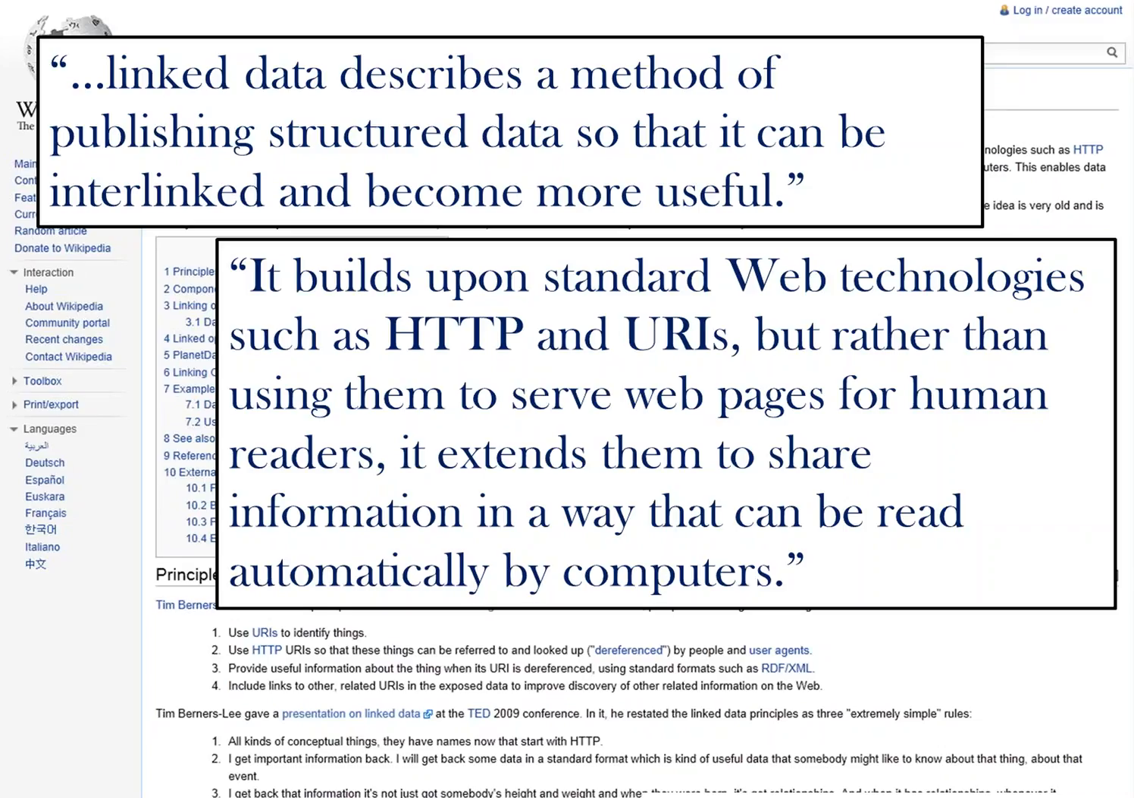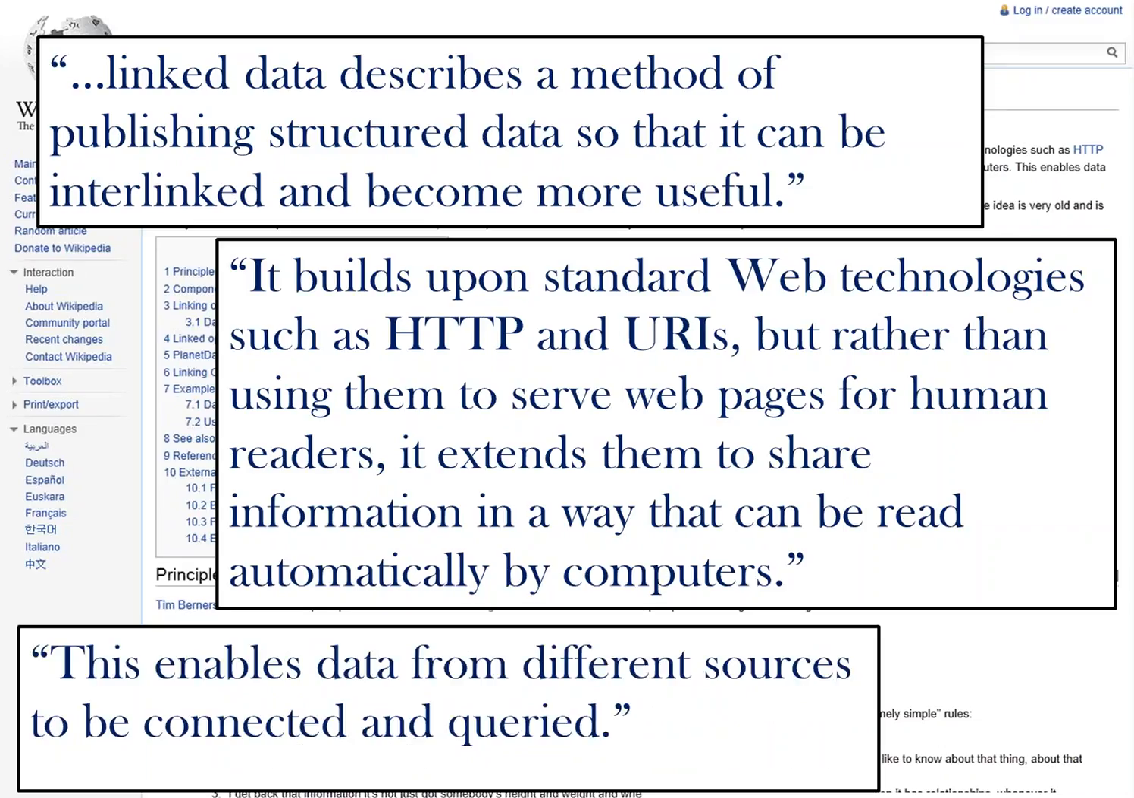And it allows information to be shared in a way that not only can be read by human readers, but also can be read automatically by computers. The information is encoded in a way so that computers can understand the meaning and the relationships between pieces of information, and so this enables data from different sources to be connected and queried. So you can see where the idea of linked data comes in. All these pieces of information are linked together in a way that's meaningful to computers.